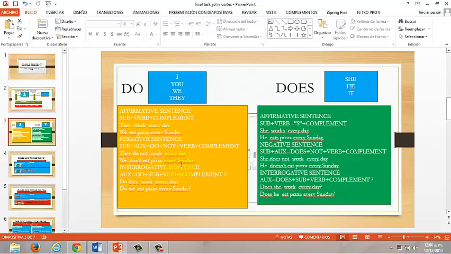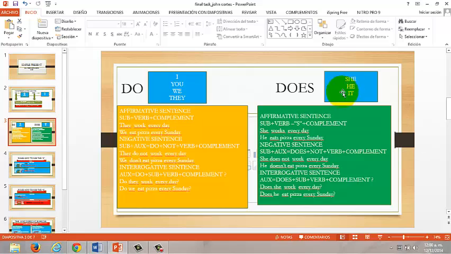The interrogative sentence is similar, but I'm going to change the order. I'm going to put first the auxiliary and second the subject. Do they work every day? Do we eat pizza every Sunday? So now I'm going to explain the third person.